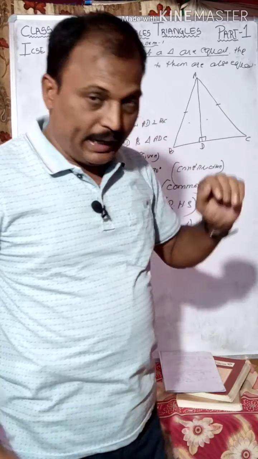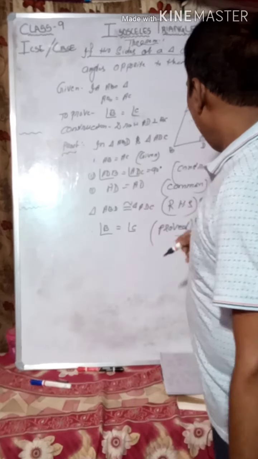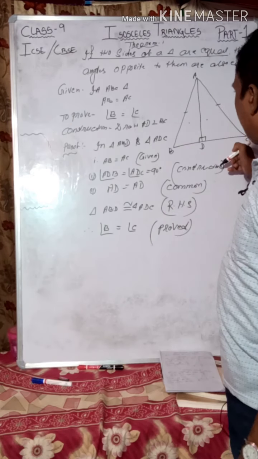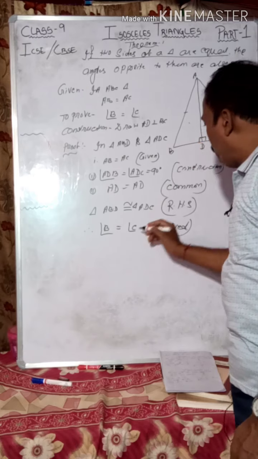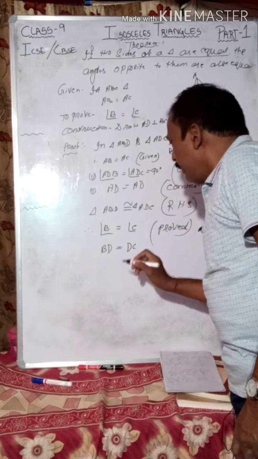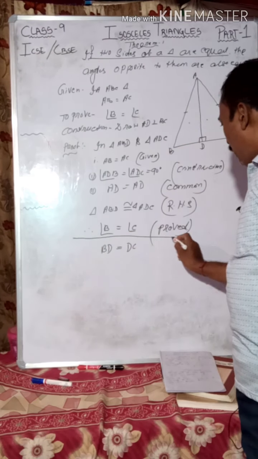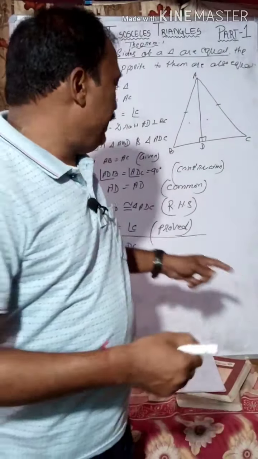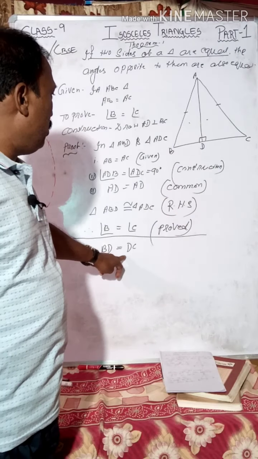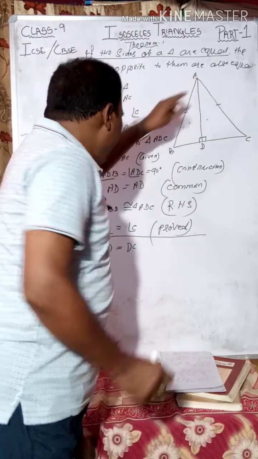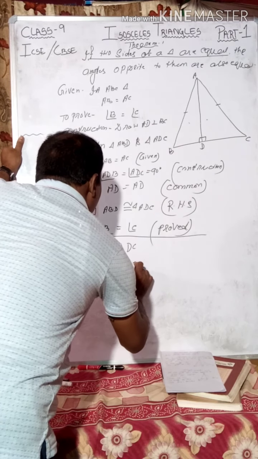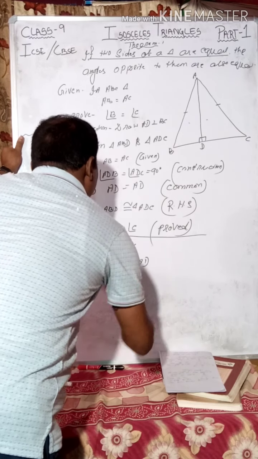And take a look, we conclude that angle B is equal to angle C, and also BD is equal to DC. This is not our part of the theorem, but it is the conclusion. It is a corollary. BD is equal to DC. Again, angle BAD is equal to angle CAD.